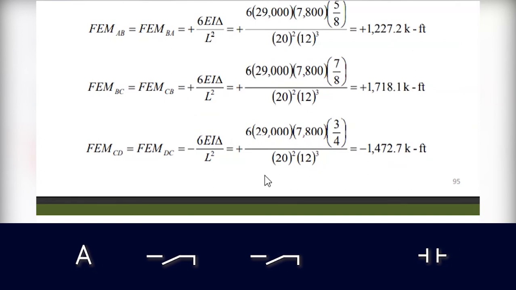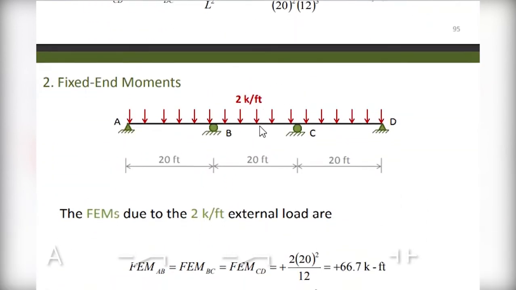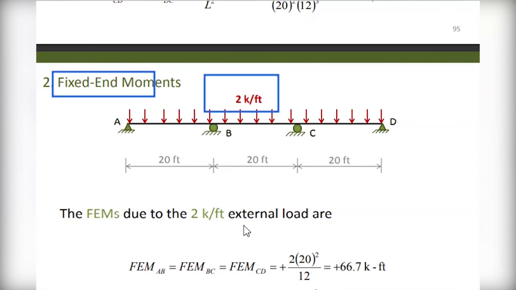After that, you already have your fixed end moment. Now, this fixed end moment was due to settlement. Next, find the fixed end moment due to the external load, the uniform distributed load. Due to uniform distributed load, it is the normal procedure.